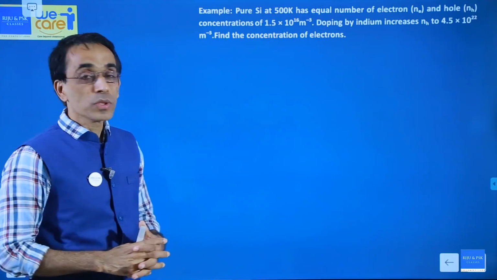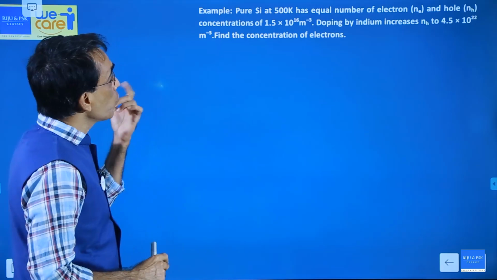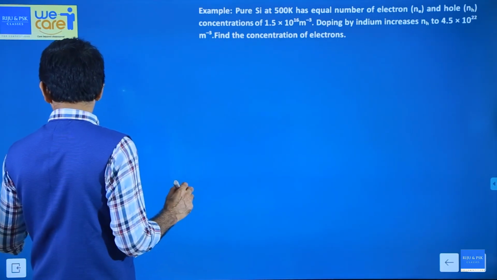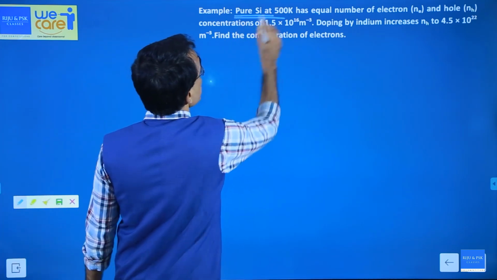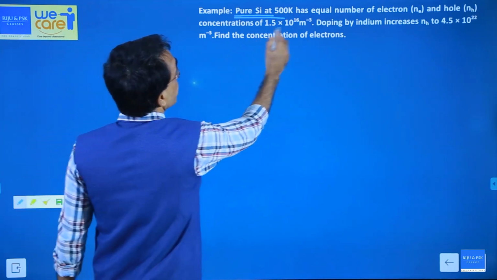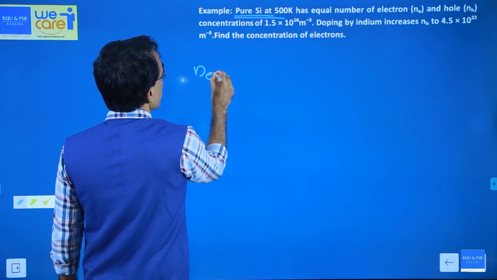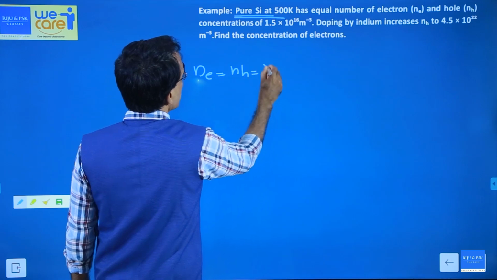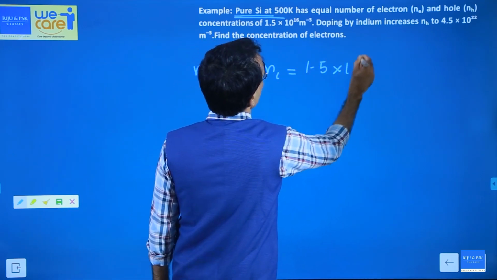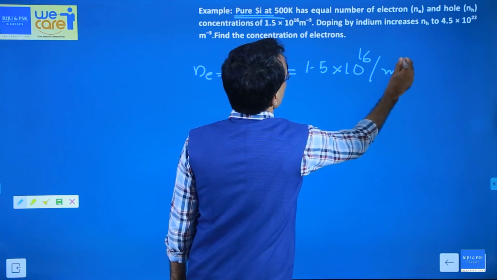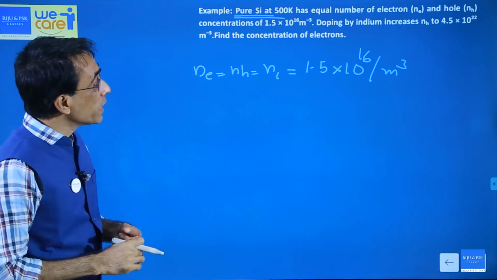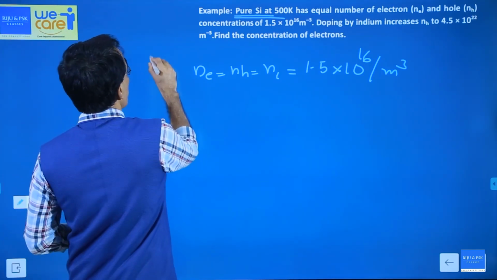Now, one example, let's do this from the NCERT textbook. Pure silicon at 500 Kelvin. Pure silicon means what? It's an intrinsic semiconductor, with equal electron and hole concentration. So, I can write Ne equal to Nh, also known as the intrinsic carrier concentration, given as 1.5 into 10 to the power 16 per meter cube. In 1 meter cube, this many free electrons. Okay, this is before doping.